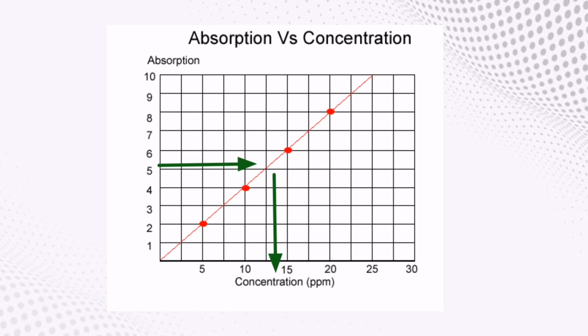Thus, using atomic absorption spectroscopy, we can successfully identify and quantify, that is, obtain the concentration of, any elements present in the sample.